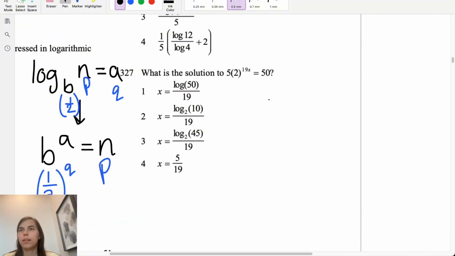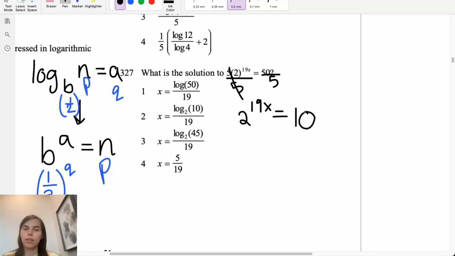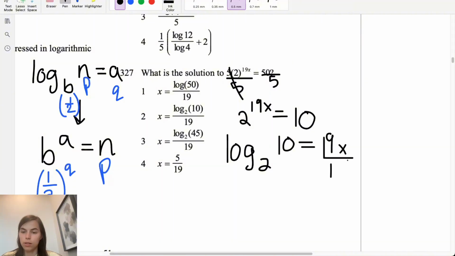Again, we want to get the stuff with the x by itself as much as possible. So we can divide by 5 here on both sides and just have 2 to the power of 19x equaling 10. Again, there's a variable in the exponent. Use the log to get it out of the exponent and put it into log form, which looks like this. Now we can very easily get x by itself by dividing by 19, and we get choice 2.